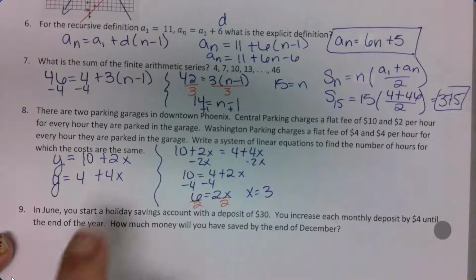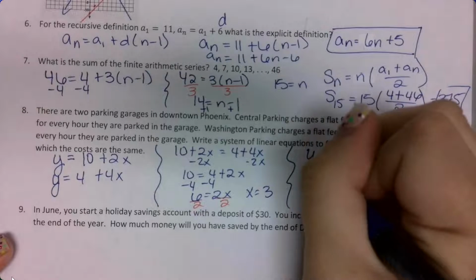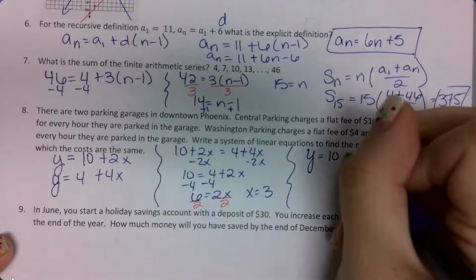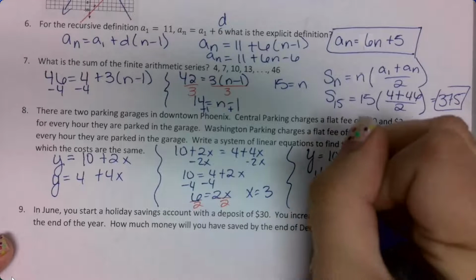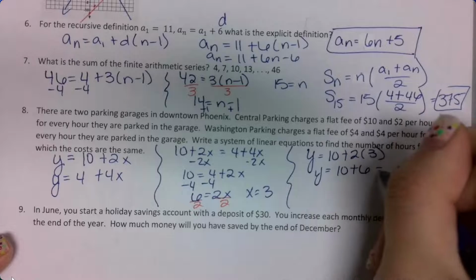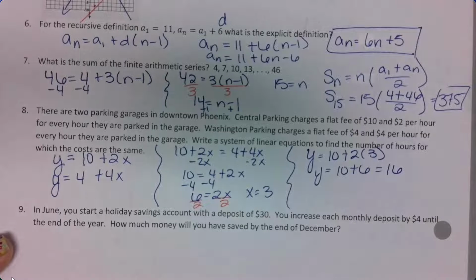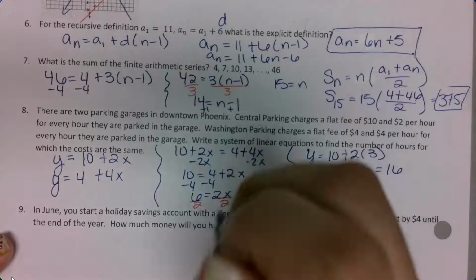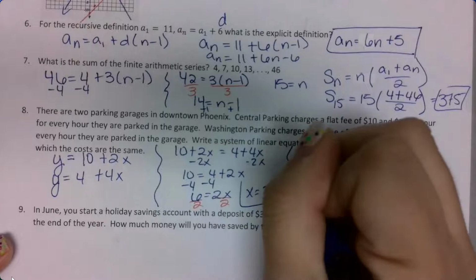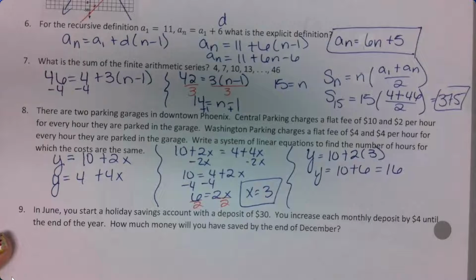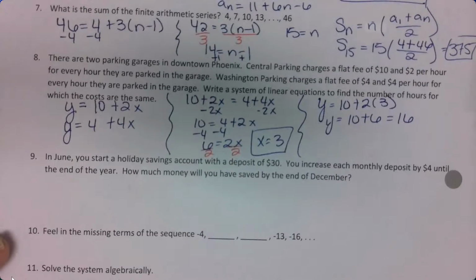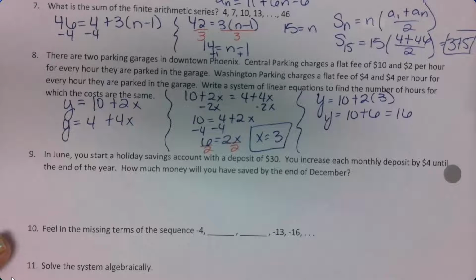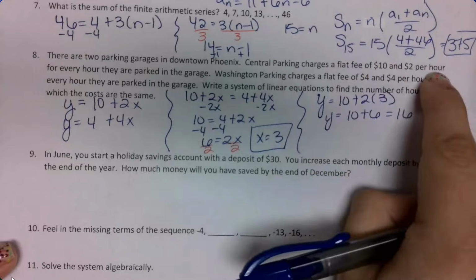I'm just going to pick the top one because 2 is a smaller number. So I have y equals 10 plus 2 times 3. That is 10 plus 6, which gets me 16. So I just wanted to find the number of hours that were the same. This is going to be 3. I didn't need to plug in the y. Okay. I could tell I didn't need to plug in that y, and I should have read the problem because it said number of hours and I was using x to represent hours.